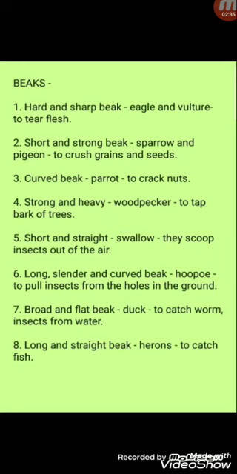Next is long, slender and curved beak, which is found in hoopoe. And what does it do? It helps to pull insects from the holes in the ground. In the video which I have shared, you would have seen. Yes, seventh one, broad and flat beak is found in duck to catch worms and insects from water.